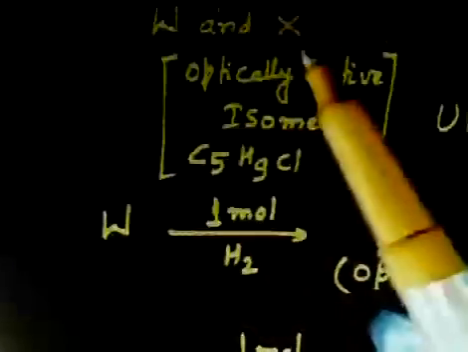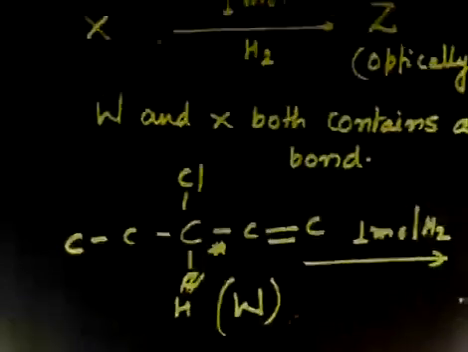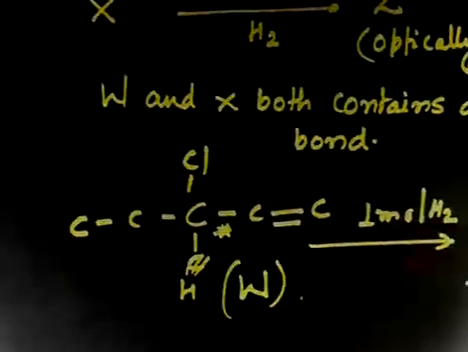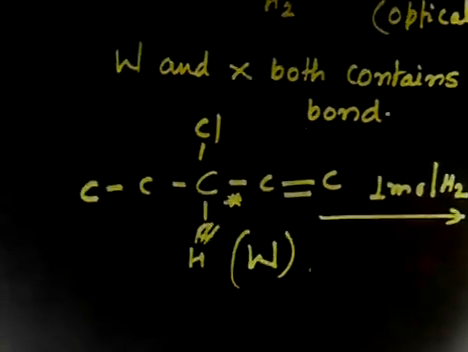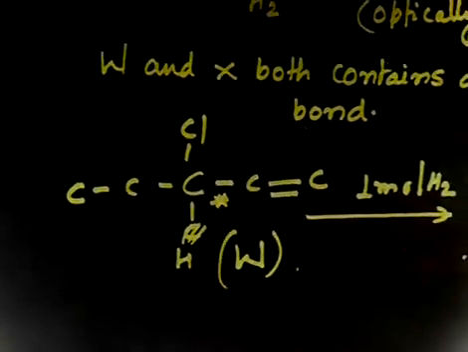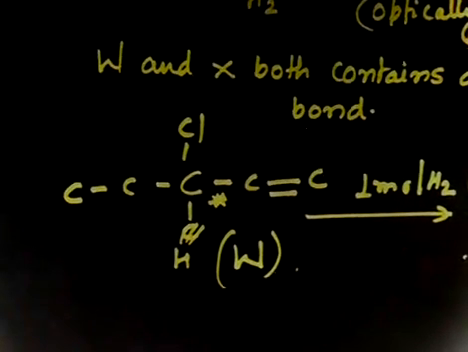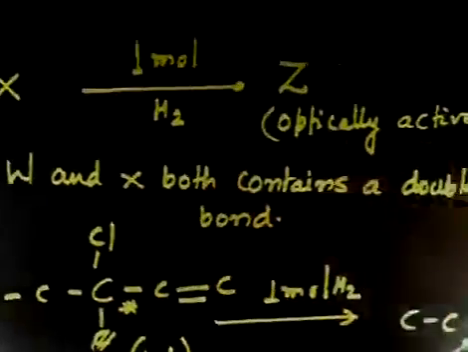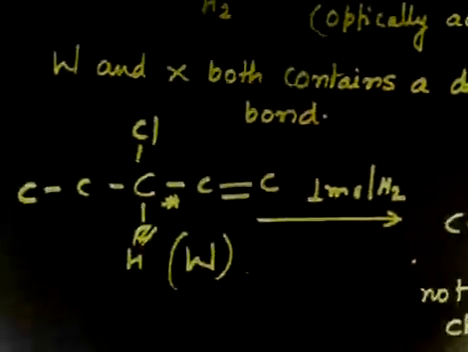Now compound X is basically an isomer of W. So what are the possibilities? And this compound is also optically active. So compound X is also optically active. Can you think what the structure of X should be? It is given that compound X does not lose its optical activity, so it remains optically active after the addition of 1 mole of hydrogen.